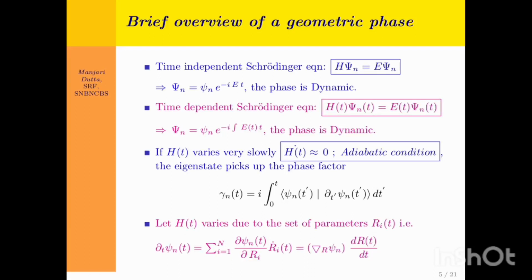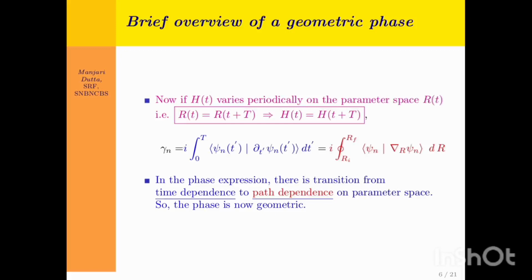Next, we reveal some time-dependent parameters for which the Hamiltonian is varying with time. There are some R1(t), R2(t) and so on. If we expand this psi dot (t) with respect to this set of parameters R and put it again inside the previous phase expression, we see that this phase can be represented in these parameters R. If we make this whole system periodic, as if the Hamiltonian completes a cycle on parameter space R, then this phase is no more time dependent, rather it depends on the path traversed on parameter space. So this is an expression of geometric phase now.